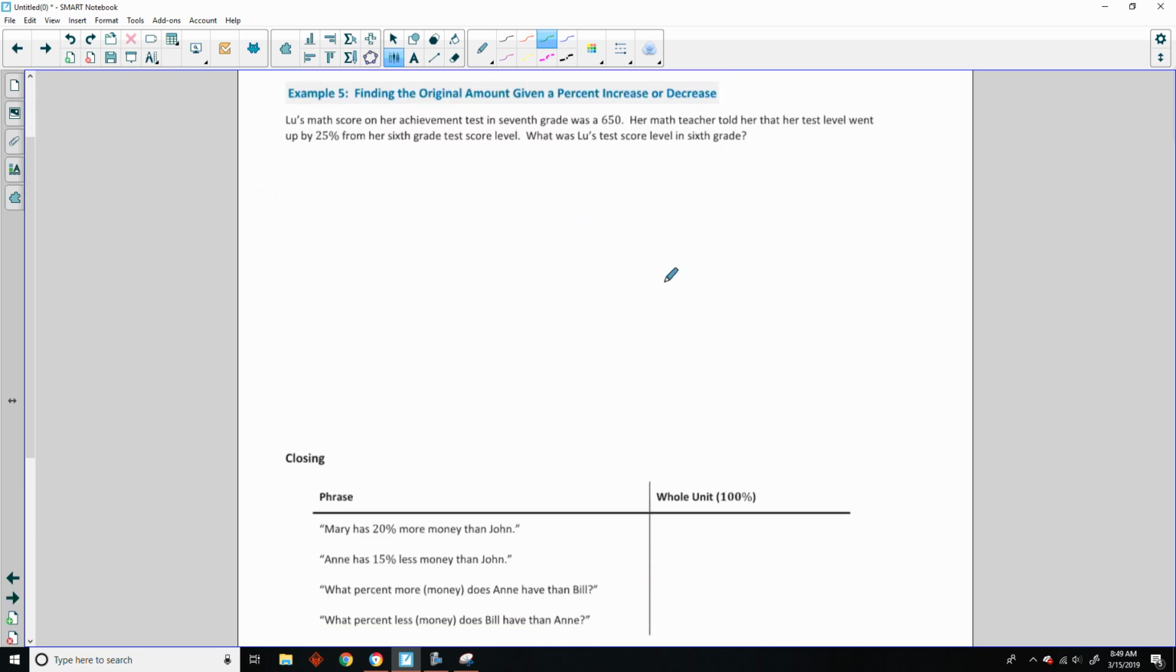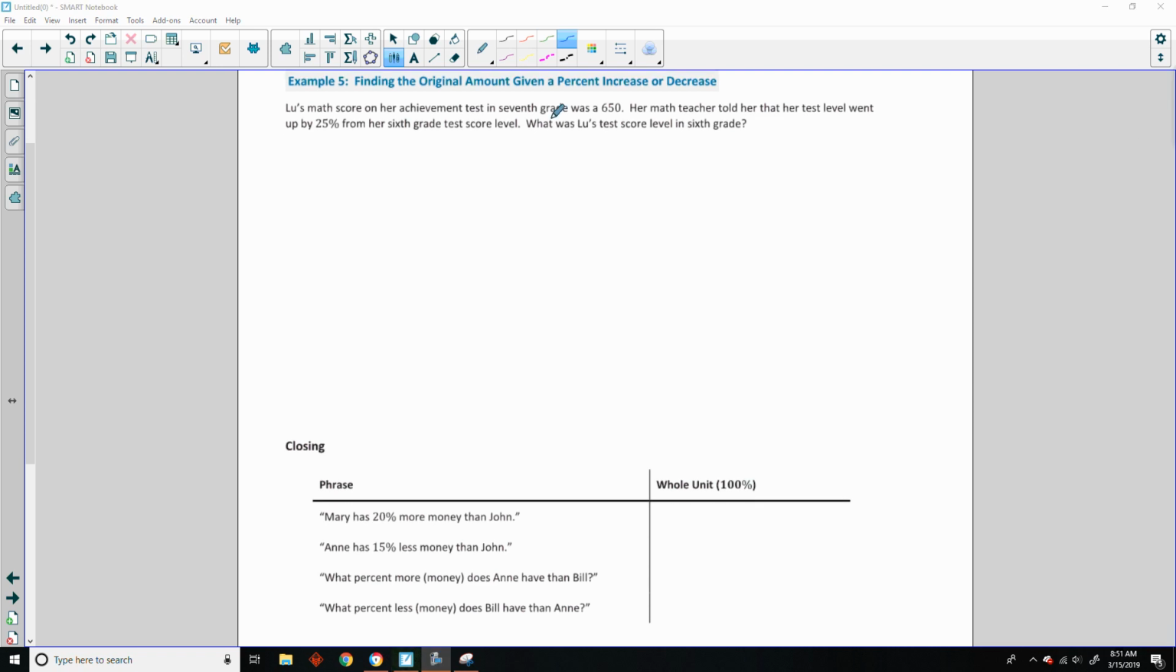Example 5. Finding the original amount given a percent increase or decrease. Lou's math score on her achievement test in 7th grade was a 650. Her math teacher told her that her test level went up by 25% from her 6th grade test score level. What was Lou's test score level in 6th grade?